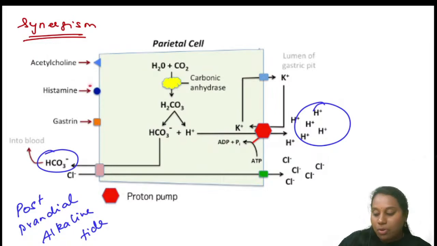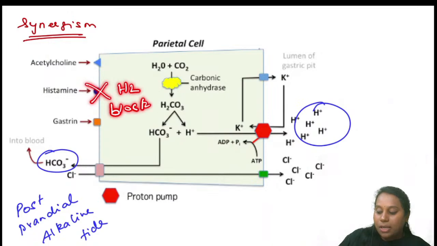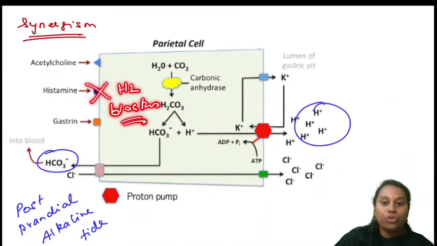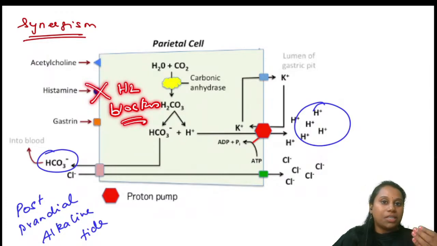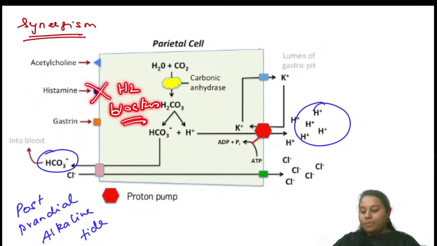What is the clinical importance? Histamine receptor blockers, H2 blockers. What are the H2 blockers? Ranitidine, cimetidine, famotidine. They are used in the treatment of acidity or peptic ulcer. If you use H2 blockers and block histamine receptors, you can easily bring down acid secretion. That is why H2 blockers, ranitidine, cimetidine and famotidine are used in the treatment of peptic ulcers.